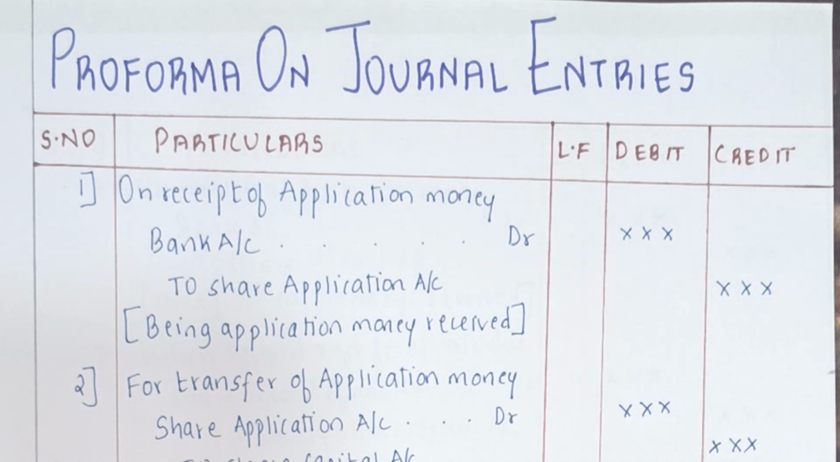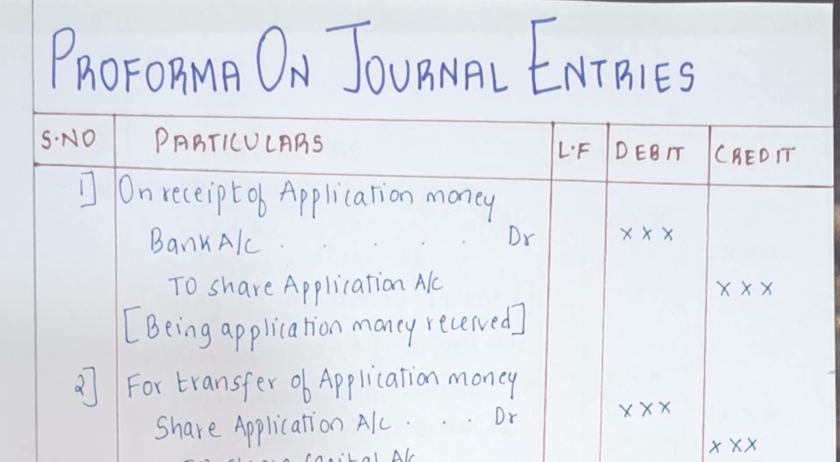Before we start solving our problems, we should know that there is something known as a pro forma. We need to first learn the pro forma on journal entries. For exam purposes, it is important that you understand the different entries. For application, we have 2 entries, for allotment 2 entries, for first call 2 entries, and for final call 2 entries. So in total, the basic entries are 8.